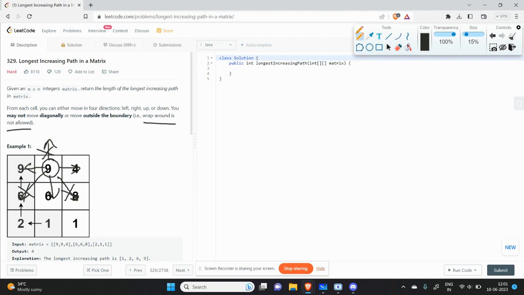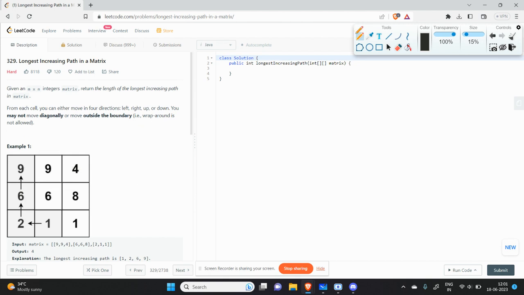So from any particular cell, we are just allowed to go upward, downward, left, and right if it is possible to visit there. If it is out of boundary, then we are not allowed to visit there. Hope you understand the problem statement.